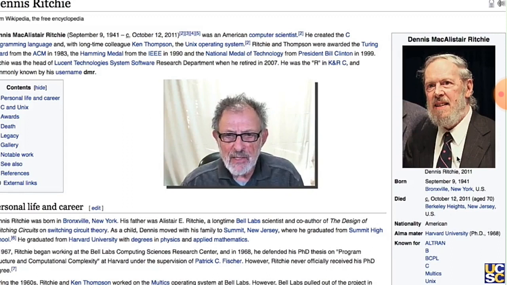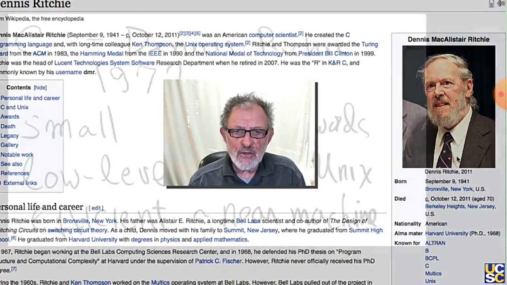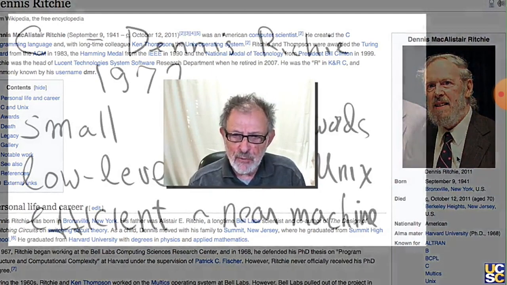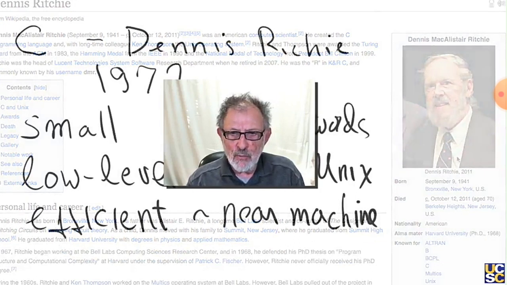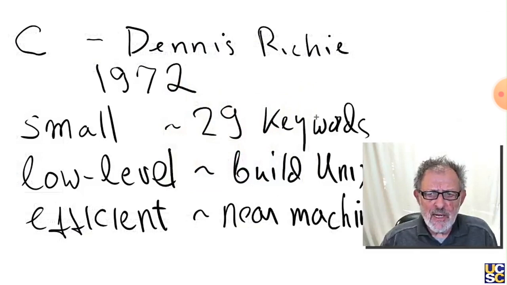And as I mentioned before, he was awarded the Turing Award in '83, which is computer science's equivalent to the Nobel Prize, and he also got a Hamming Medal and a National Medal of Technology. And then another critical thing was he was the R in Kernighan and Ritchie, The C Programming Language, which was the original Bible for the language. So C was created by Dennis Ritchie. He was working with Ken Thompson at Bell Labs, and this was 1972.